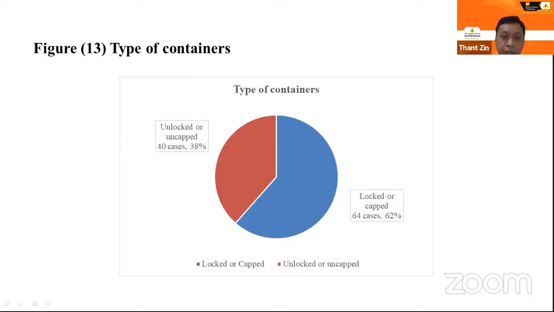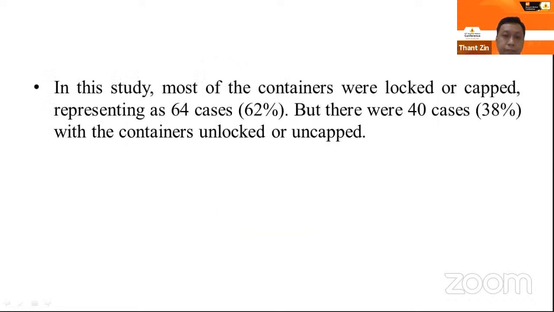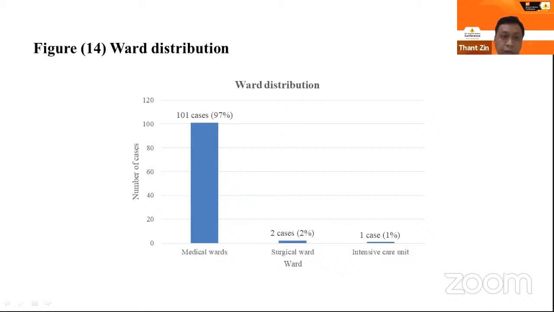Regarding the type of containers, most of the containers are locked or capped, represented as 62%. Unlocked or uncapped is 38%. Regarding the ward distribution, almost all cases are admitted to the medical wards, that is 97%. There were 2 cases admitted to the surgical ward, and only 1 case was admitted to the intensive care unit.